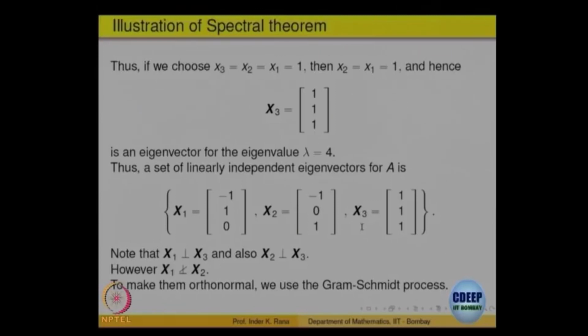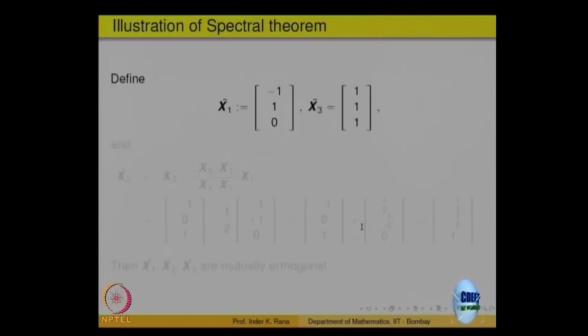Gram-Schmidt process: successively you are going to remove the projections. So, let us do that. Define x1 and x3 tilde to be as it is, the original ones, because they are perpendicular. x2 is the one which is not perpendicular; x1 and x3 are perpendicular anyway. So, let us define that.